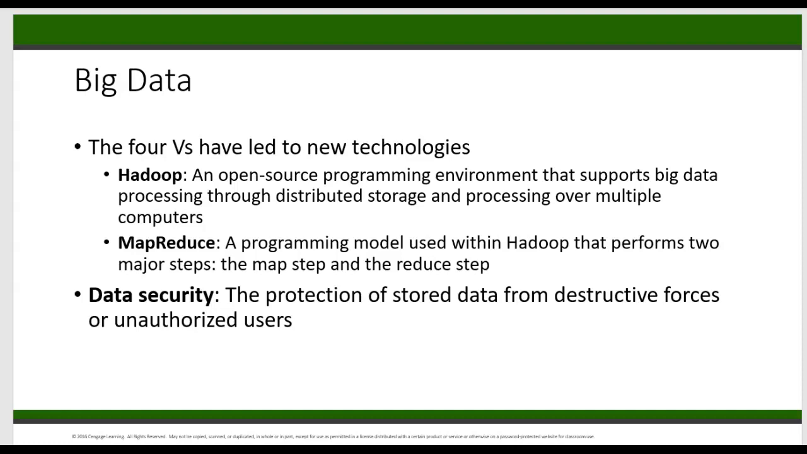MapReduce is another tool. It's a programming model used inside of Hadoop that helps you map the data and then reduce the dimensions of the data in a way that makes it workable. Data security is another feature that comes with big data. It's more of a challenge because the higher amount of data you have, there's possibly a lot of information in that data. So if somebody gets their hands on that data, they could use it in ways that are not authorized, or that are destructive for the business that we're talking about.